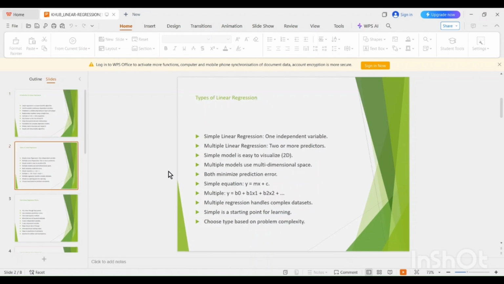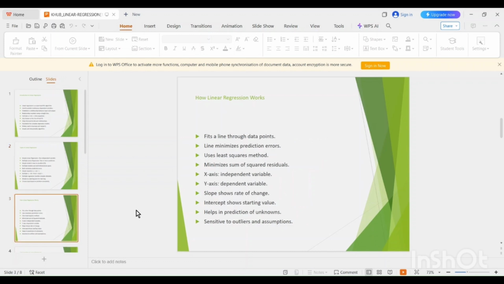So, there are some types of linear regression. They are simple linear regression, where there is one input variable, and multiple linear regression, where there are two or more input variables. The equation of multiple linear regression is y equals b0 plus b1 x1 plus b2 x2 and so on. Simple regression is easier to visualize, while multiple regression works in higher dimensions. Both types aim to minimize prediction error. The choice depends on the complexity of the data.